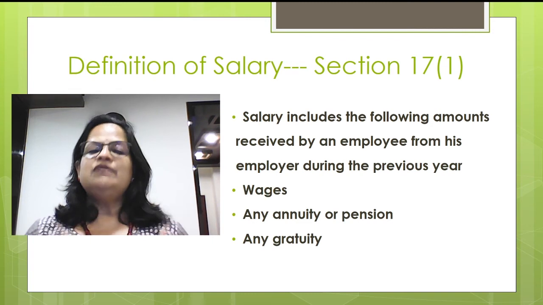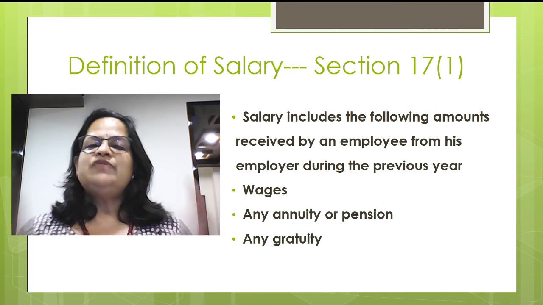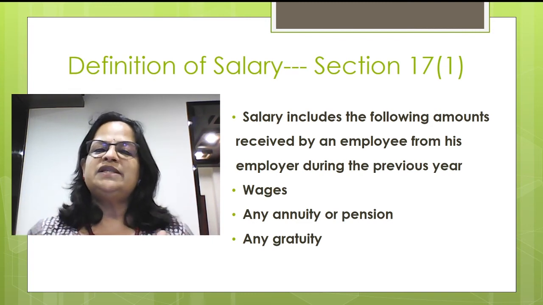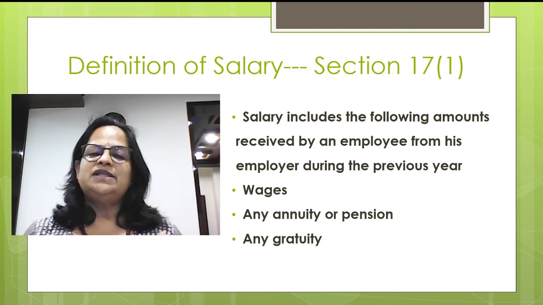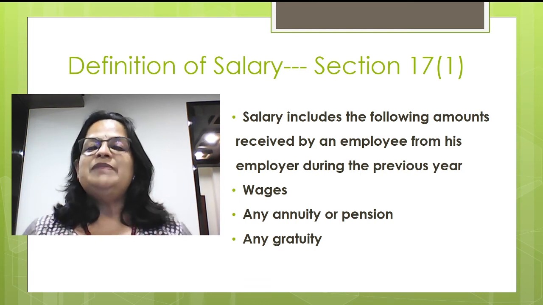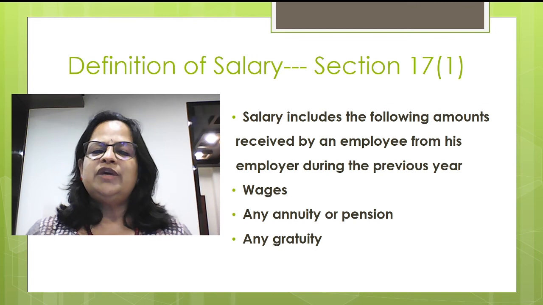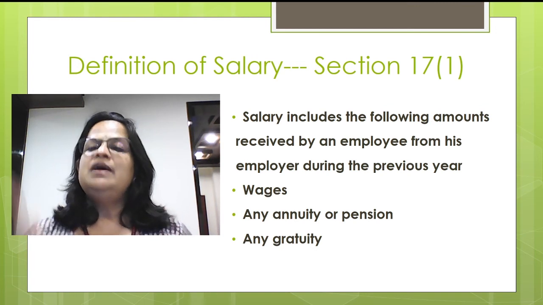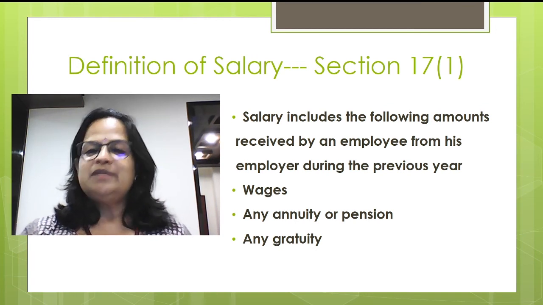But while in service, if you are getting gratuity, for example, a person worked for 5 years and he is resigning and joining another organization, that gratuity will be taxable. While in service, if you are getting gratuity, it will be taxable. After retirement, it will not be taxable.